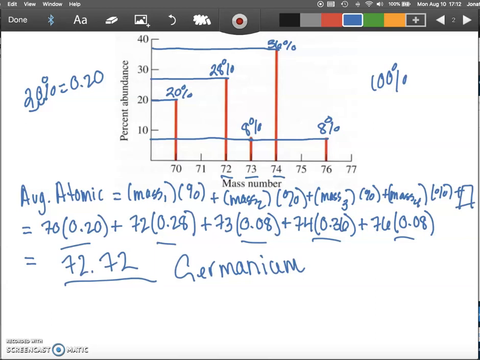Okay, so go ahead and work through the next slide, which is another example problem with a completely different mass spectrum, and see if you can identify that mystery element.